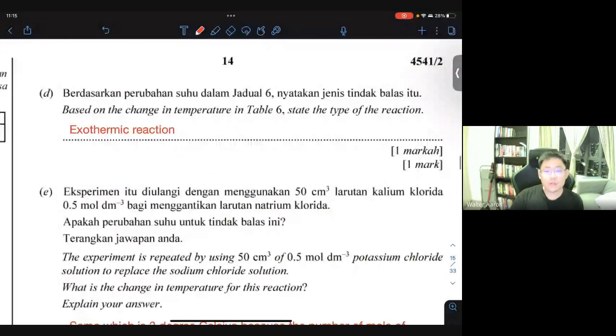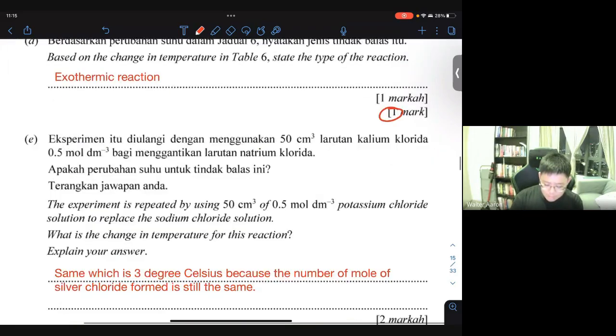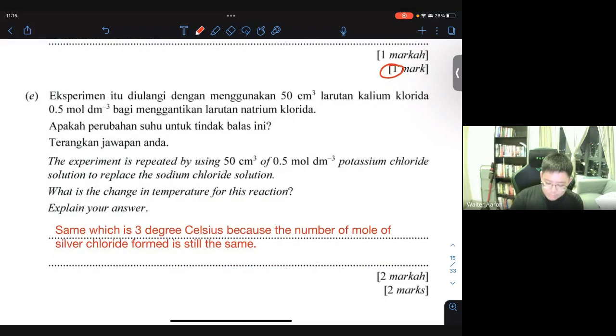All right, so based on the change in temperature in table 6, state the type of reaction. So the answer here is exothermic reaction, as I explained to you already. Okay. E, 0.5 mole per dm cube. Oh, sorry. The experiment is repeated by using 50 cm cube of 0.5 mole per dm cube of potassium chloride solution to replace the sodium chloride solution. What is the change in temperature for this reaction? Explain your answer.